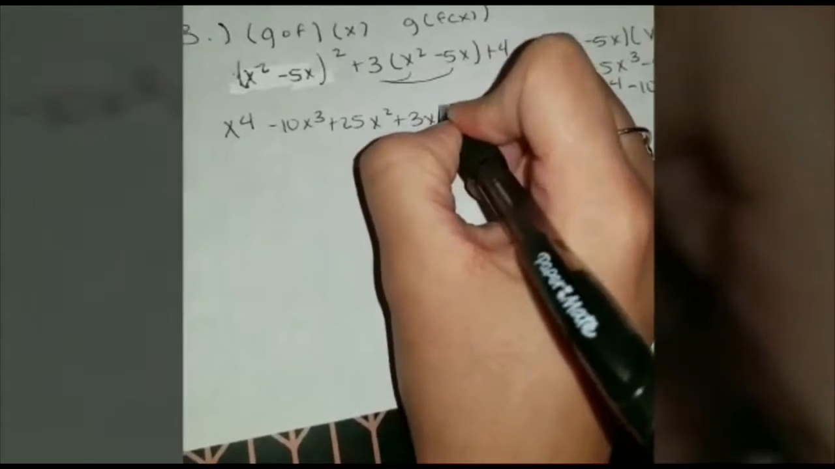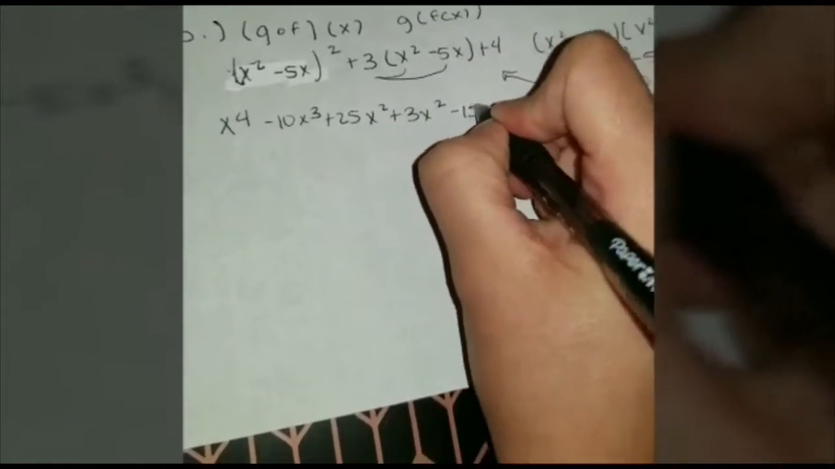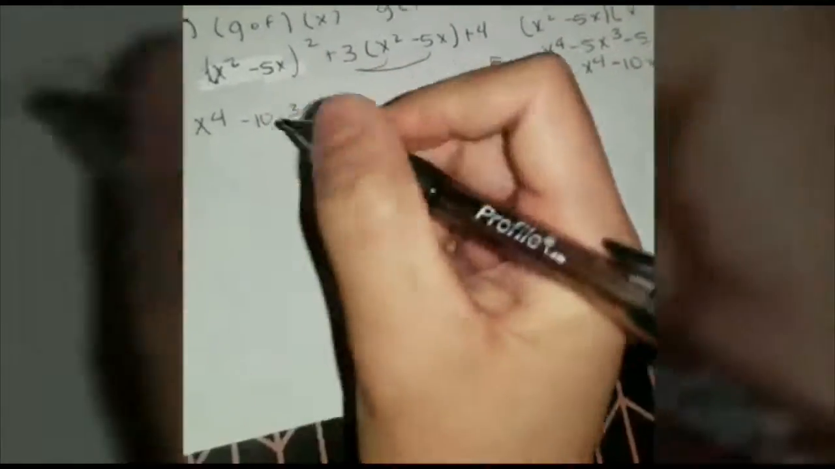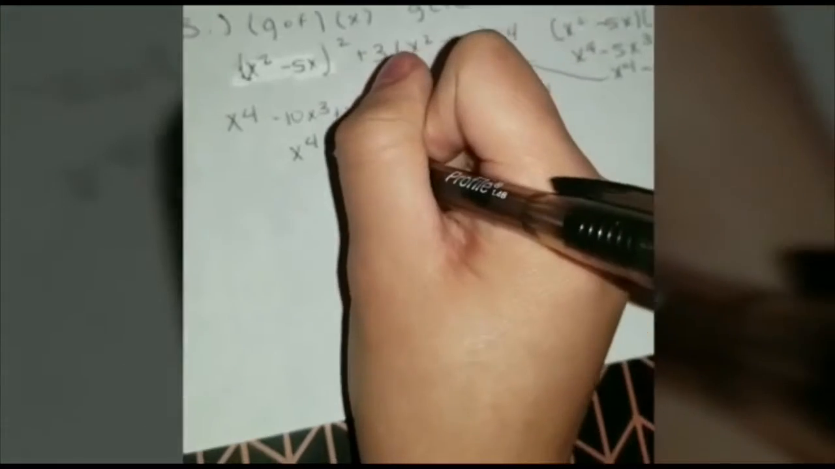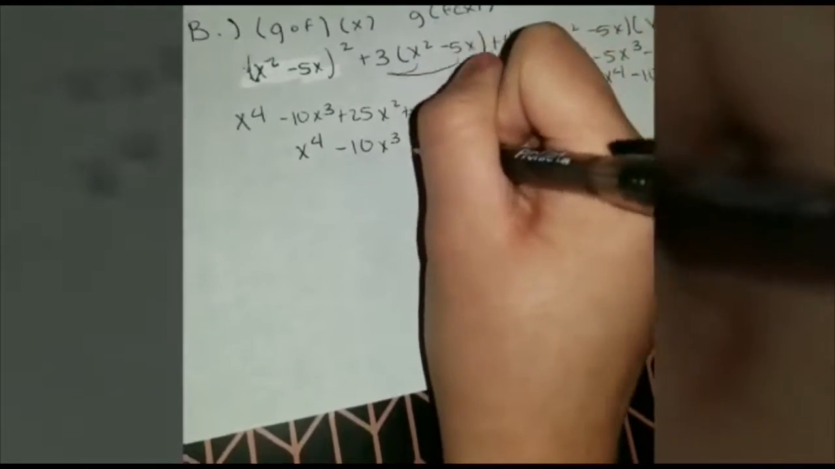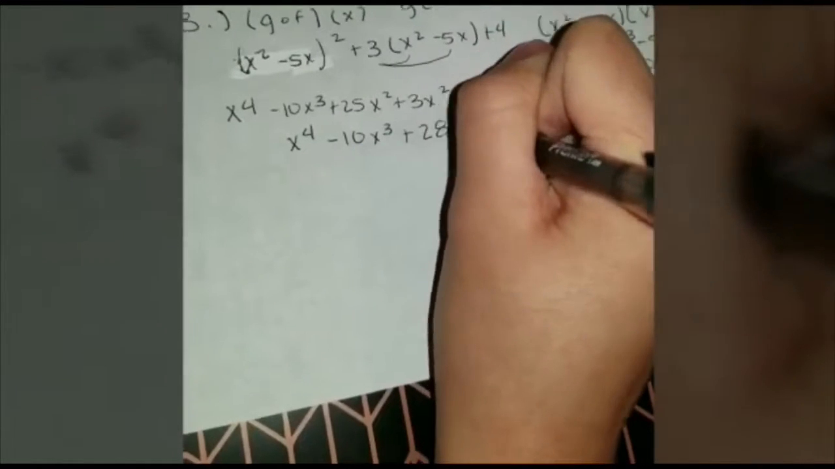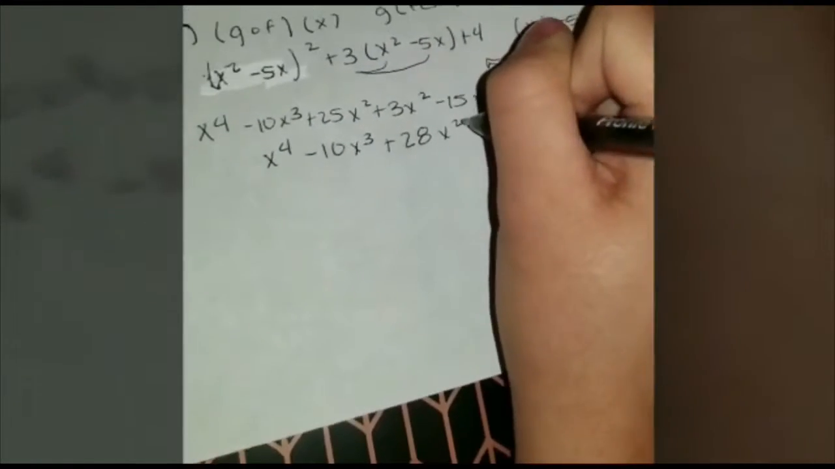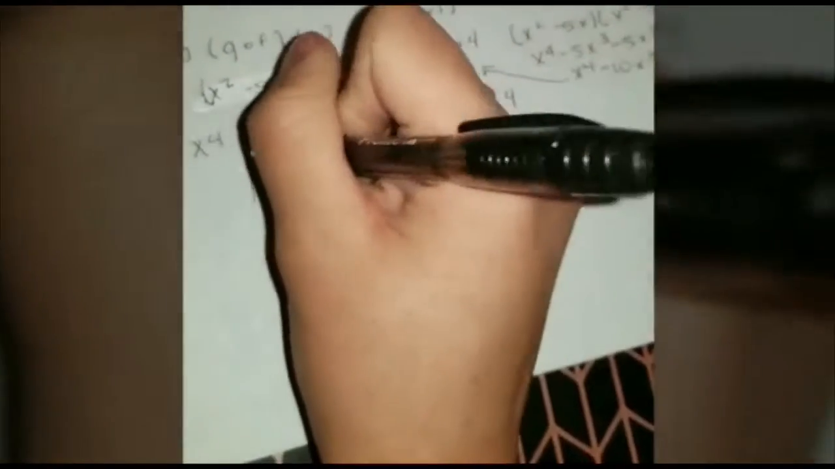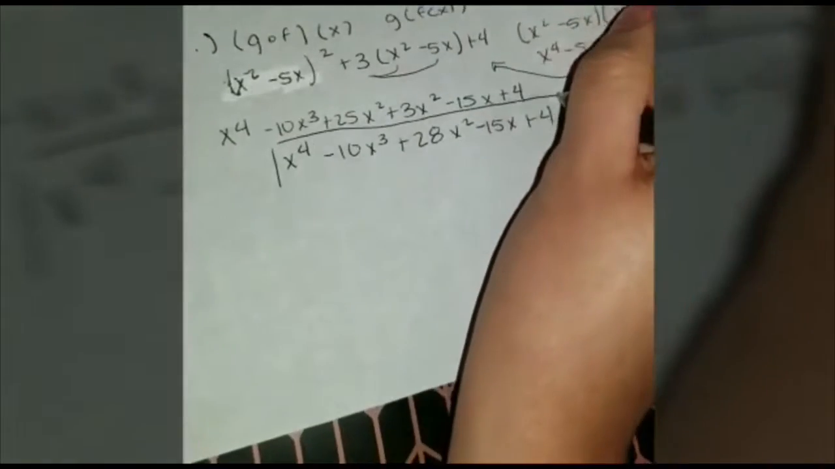You distribute the 3 in what's inside the parentheses, and you're going to get 3x squared minus 15x plus 4. And like before, you combine like terms. So you're going to get x to the 4th minus 10x cubed plus 28x squared minus 15x plus 4. And that's your answer.